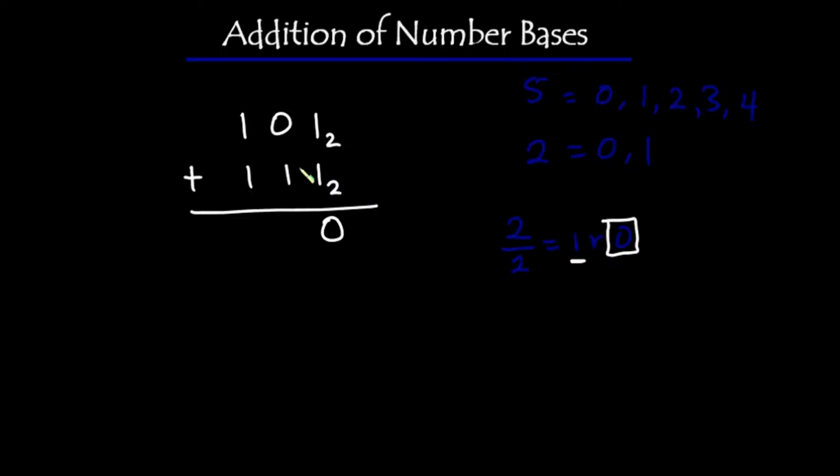Moving on to the next column, we have 0 plus 1, which is 1, plus this 1, making 2. So we will get 1 remainder 0. We will write the 0 and then keep the 1 again. Then from the next column, we have 1 plus 1, which is 2, plus this 1, making 3. And 3 is greater than the base, which is 2. So let's go ahead and divide by the base, and then we will get 1 remainder 1. And as always, we write the remainder. So I'll write the 1 here and then keep this.